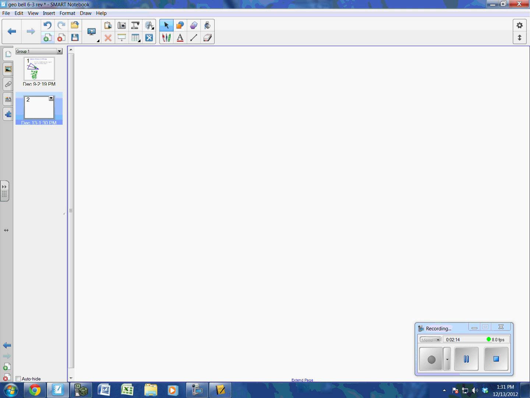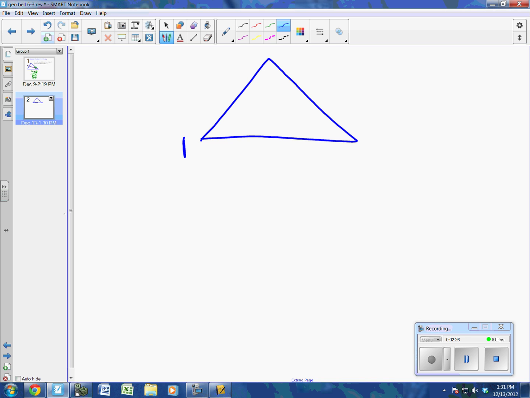18. Okay, in triangle DEF. Let's draw a picture of it. We have triangle DEF. EC is an angle bisector. Okay. If that's an angle bisector, what do we know is congruent? DEC and CEF, those two angles right there, right? Those two angles are congruent.